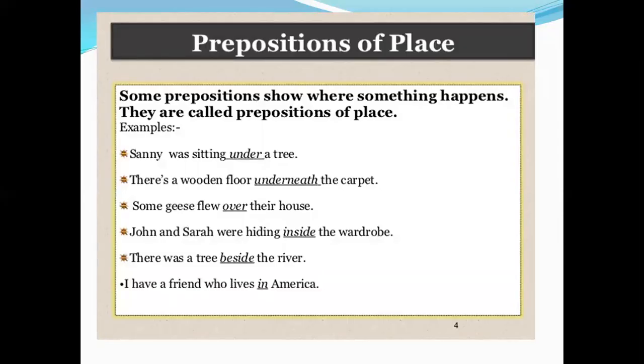So what are prepositions of place? Yes, they show where something happens. These are called prepositions of place. For example, Sani was sitting under a tree. There is a wooden floor underneath the carpet.